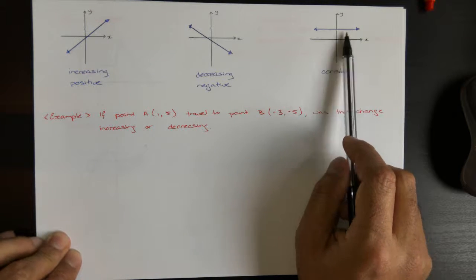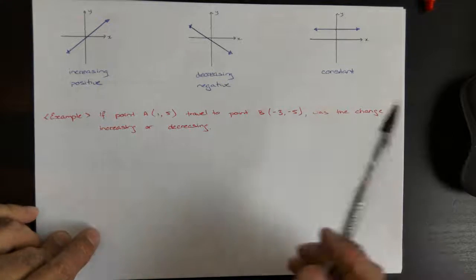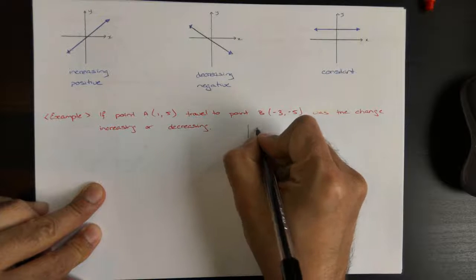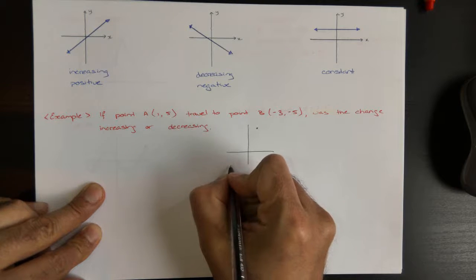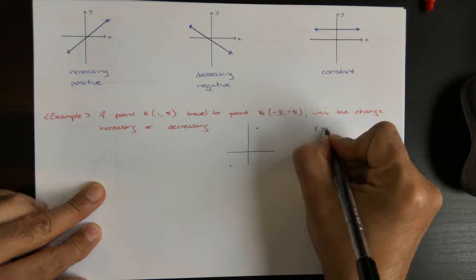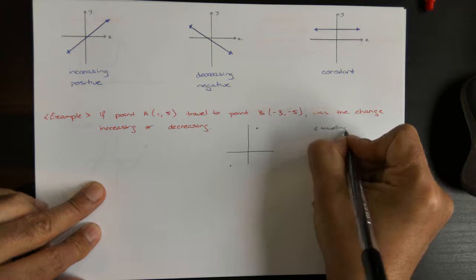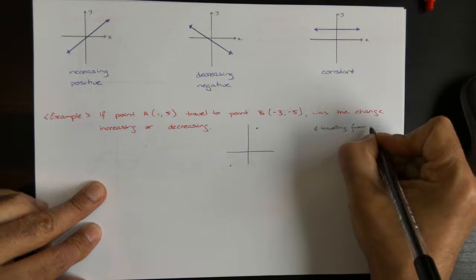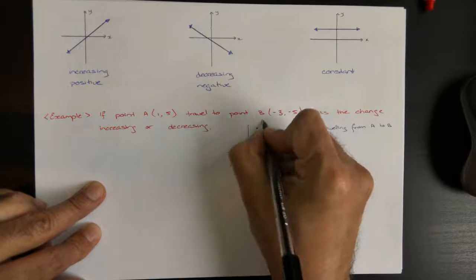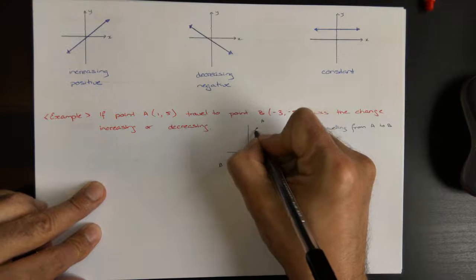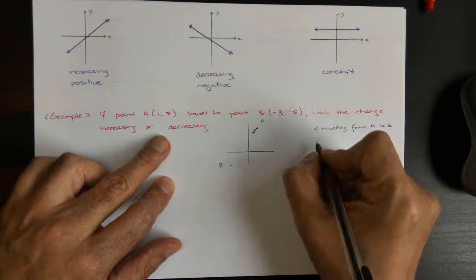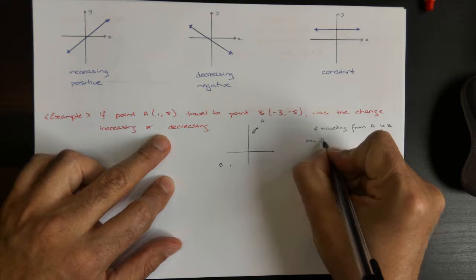All right. So let's imagine we've got point A and point B. We've got (1, 5) somewhere up here, and (-3, -5). If traveling from A to B, so this is my A point, here's my B point. If I'm traveling this way, obviously it's going to be decreasing. Okay, and we can do that with our formula.